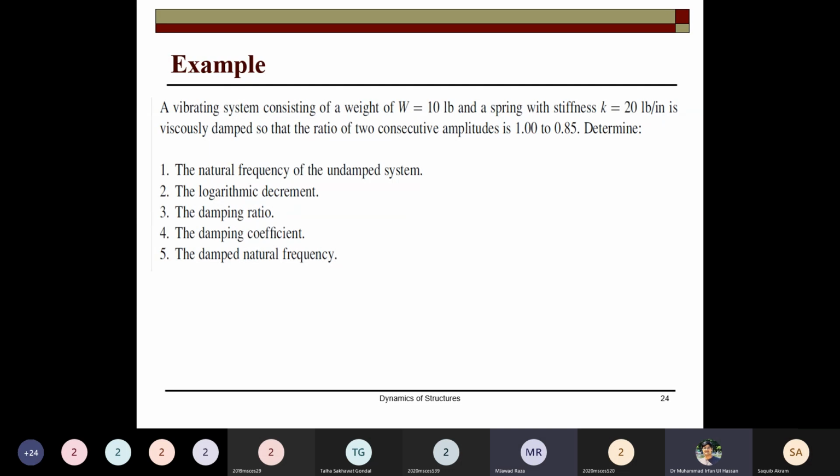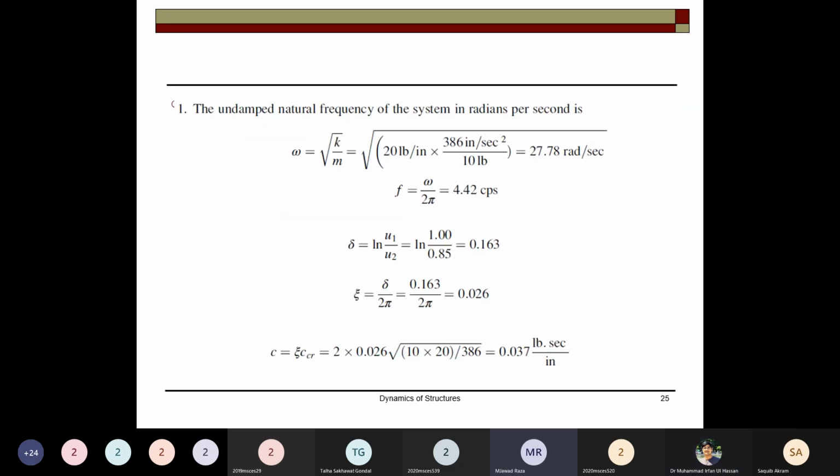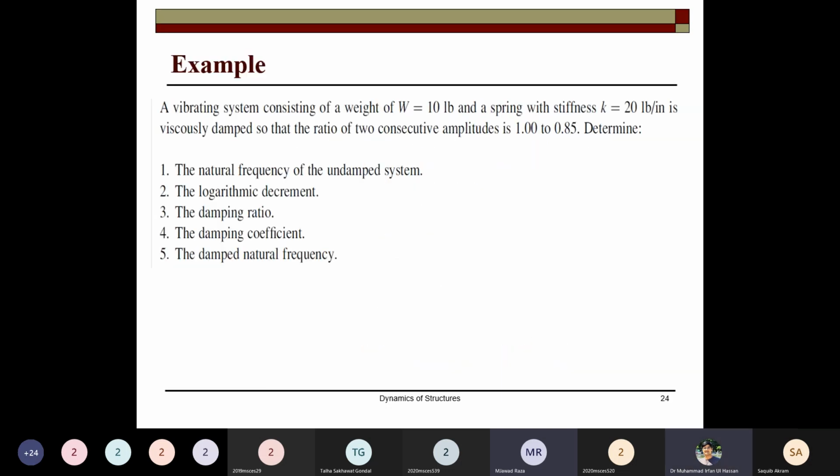The vibrating system consists of a weight W of 10 pounds. So in this system, you can determine the frequency and logarithmic decrement. K is given, and the ratio of the two amplitudes is also given, 1 to 0.85. So all the parameters are given, and we have to determine the unknown parameters.